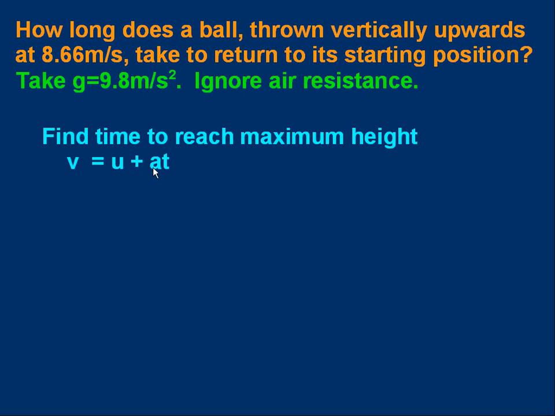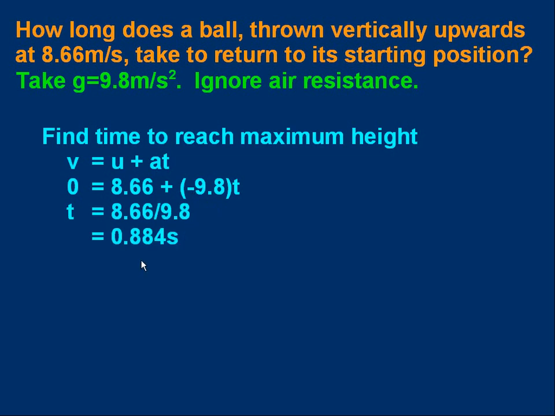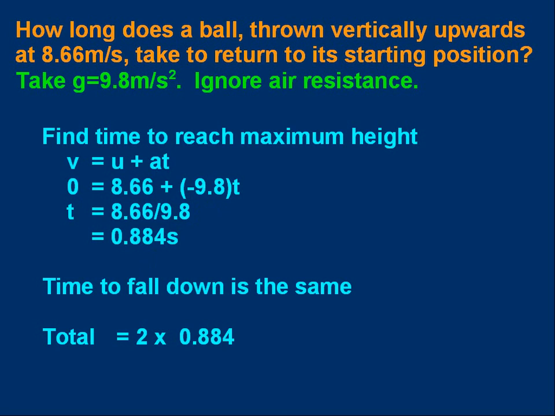Let's put some numbers in. Final velocity 0 equals 8.66 plus 9.8 with a minus sign times t. Do the arithmetic, rearrange it, and we get the time it takes to get from when it's thrown to the maximum height is 0.884 seconds. And when it comes down, it's symmetrical. It takes the same time to get down. So just double that. Time to fall down is the same. The total time it's in the air is twice 0.884, which is 1.77 seconds. That's a fairly straightforward way to do it.